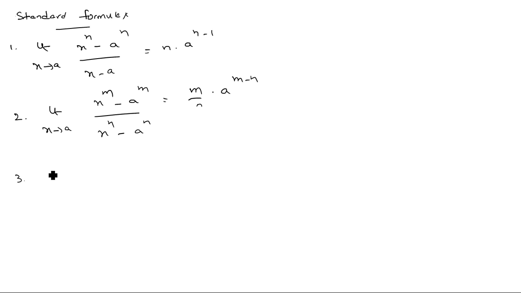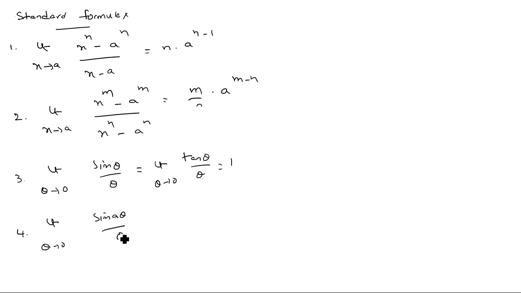And the third one is limit theta tends to 0, sin theta by theta, or limit theta tends to 0, tan theta by theta. The value is equal to 1. And the fourth one is limit theta tends to 0, sin a theta by theta, or limit theta tends to 0, tan a theta by theta. The value is equal to a.